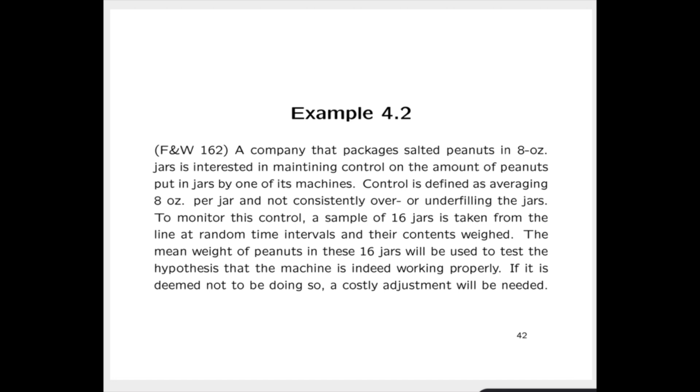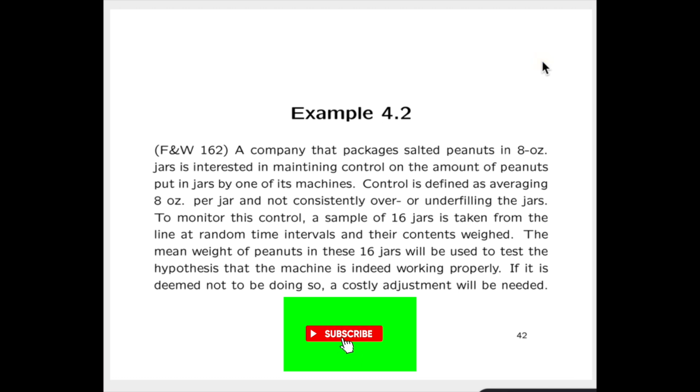A company that packages salted peanuts in 8-ounce jars is interested in maintaining control on the amount of peanuts put into jars by one of its machines. Control is defined as averaging 8 ounces per jar and not consistently over or underfilling the jars. To monitor this control, a sample of 16 jars is taken from the line at random time intervals and their contents weighed. The mean weight of peanuts in these 16 jars will be used to test the hypothesis that the machine is indeed working properly. If it is deemed not to be doing so, a costly adjustment will be needed.